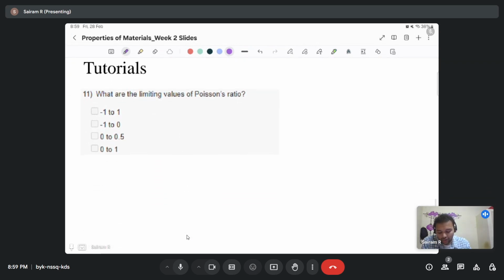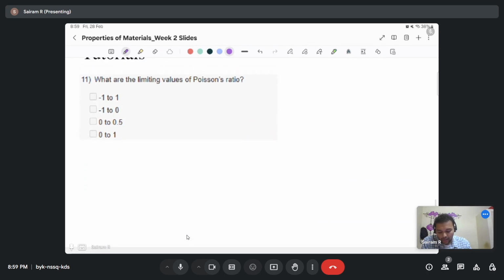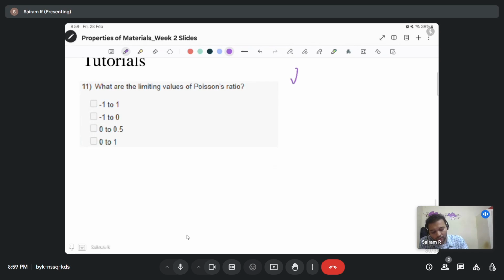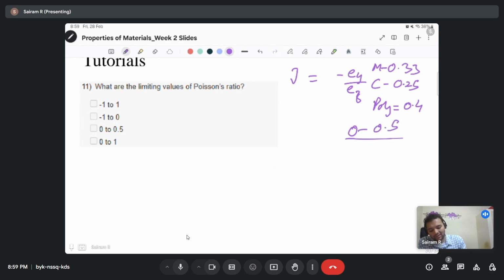What are the limiting values of Poisson's ratio? We know Poisson's ratio is minus Ey by Ez, a ratio of lateral to longitudinal strain. As you saw, for metals it is around 0.33, for ceramics around 0.25, and for polymers around 0.4. So it is somewhere between the range of 0 to 0.5 for most cases. So let's say 0 to 0.5 are the limiting values of Poisson's ratio.